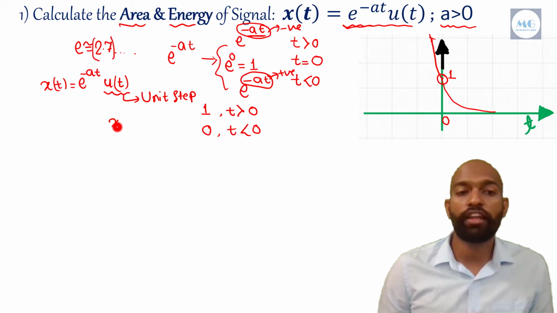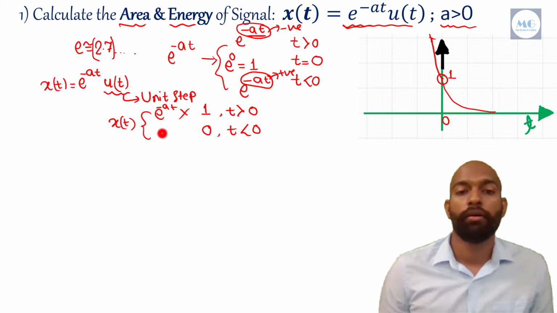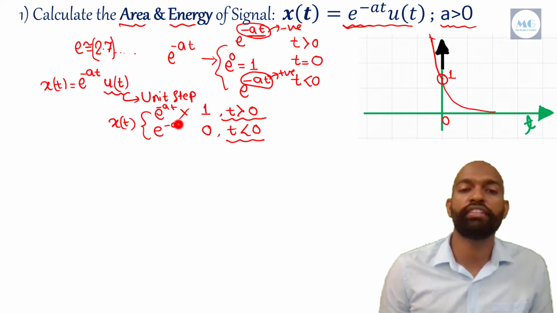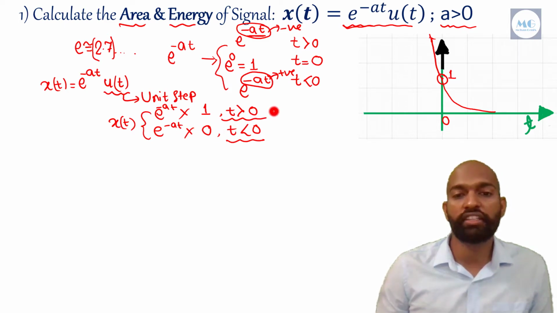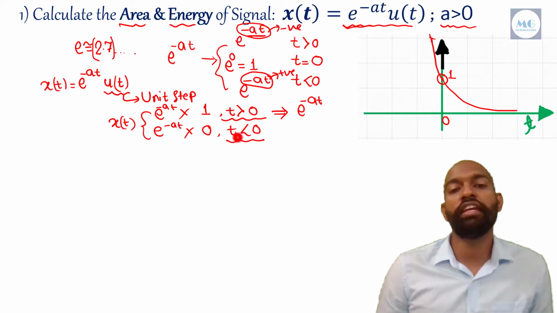Okay, then what will be x(t)? x(t) will be e to the power minus at into 1 for t greater than 0, and for t less than 0, e to the power minus at into 0. Which means for t greater than 0 its value becomes e to the power minus at, which is the same as this graph, and for t less than 0 its value will be 0.